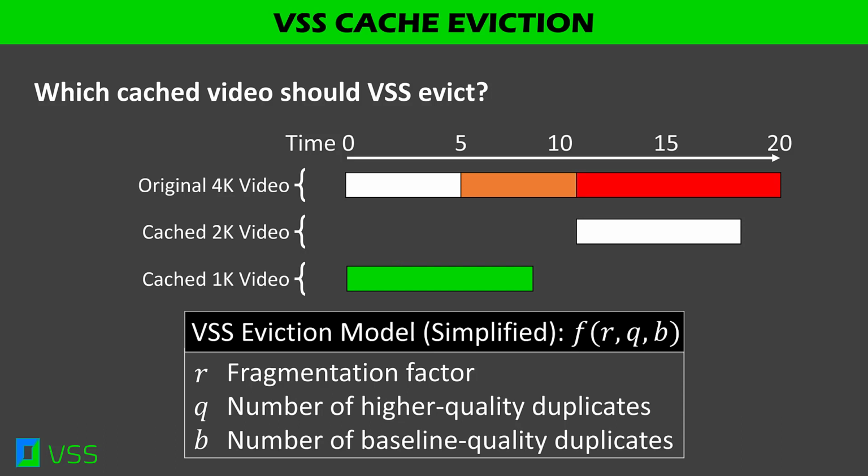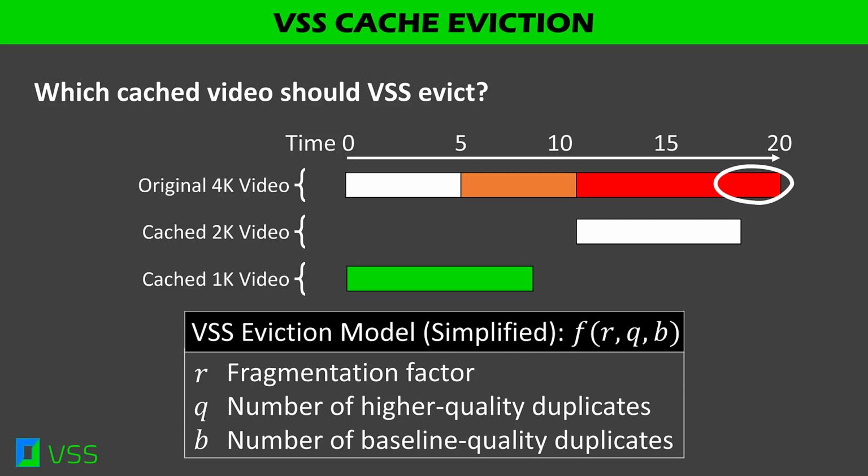And finally, VSS would never evict this red fragment, because doing so would mean that no other fragment contained visual data at the same original video quality. And so in this case, we would violate this rule for times approximately 18 to 20.